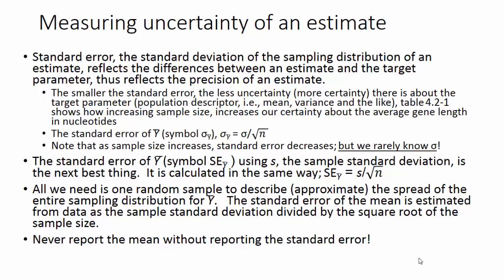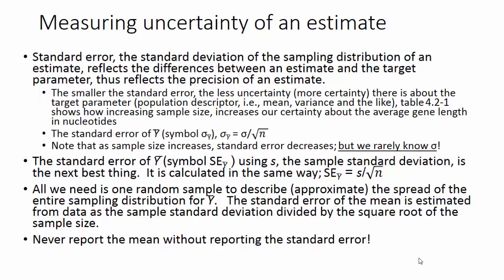Very infrequently do we know the population parameters, that is the population average, the population variance. And so knowing that the standard error of the mean, symbolized as sigma sub y bar, is equal to sigma divided by the square root of n, doesn't help us an awful lot. What we have to do is resort to our sample.